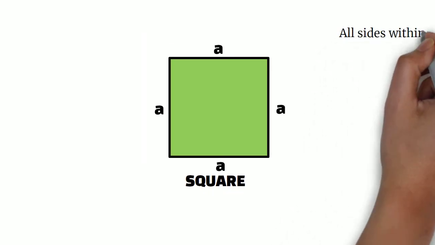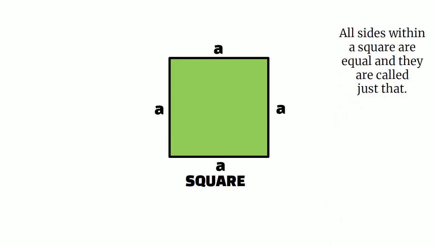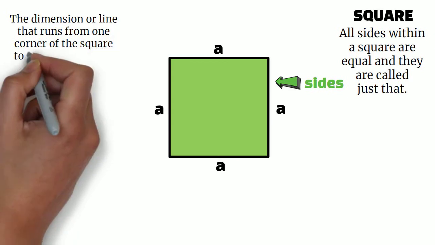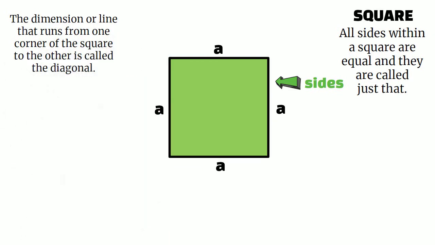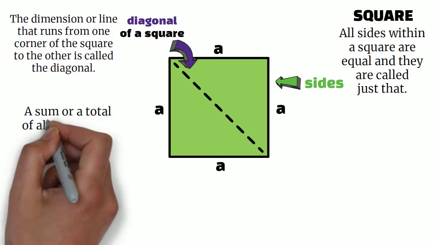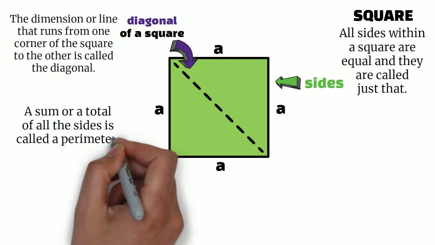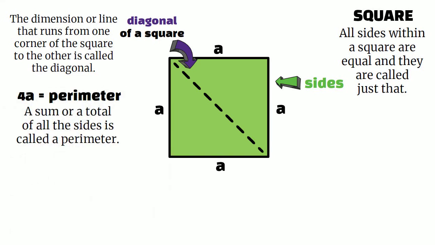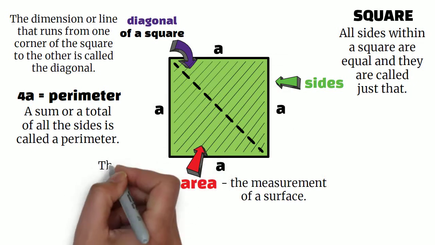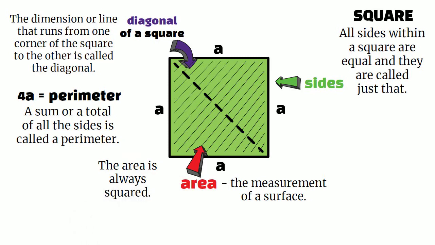As you know, all sides within a square are equal, and they are called just that. Sides. The dimension or line that runs from one corner of the square to the other is called the diagonal. And in this case, it is a diagonal of a square. A sum or a total of all the sides is called a perimeter. And the measurement of a surface is called an area. The area is always squared. In this case, it equals a squared.